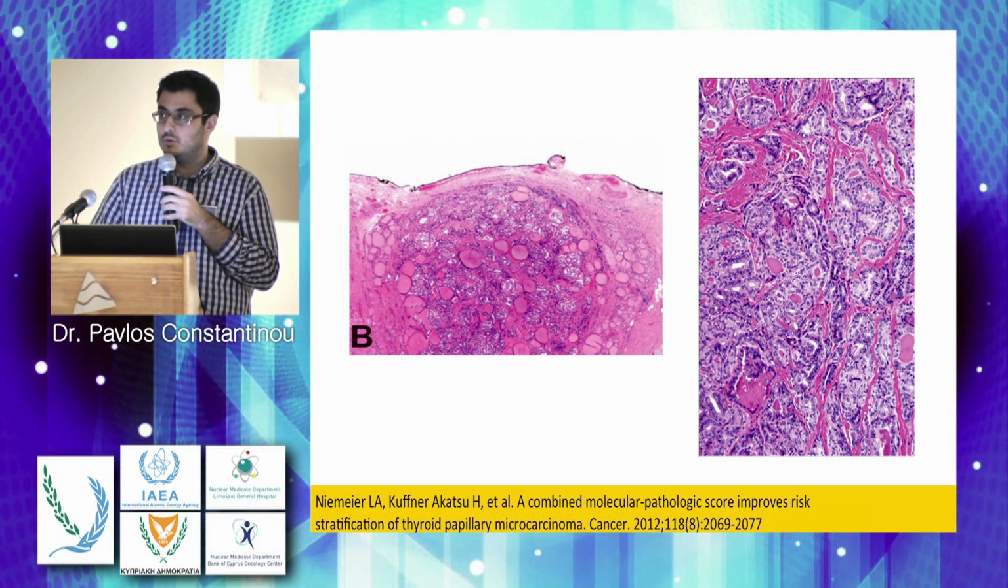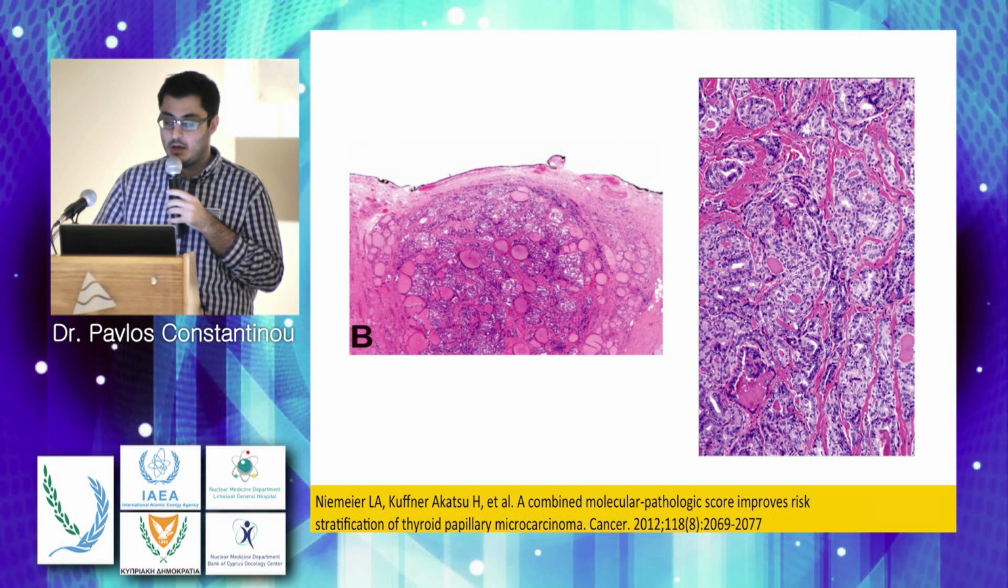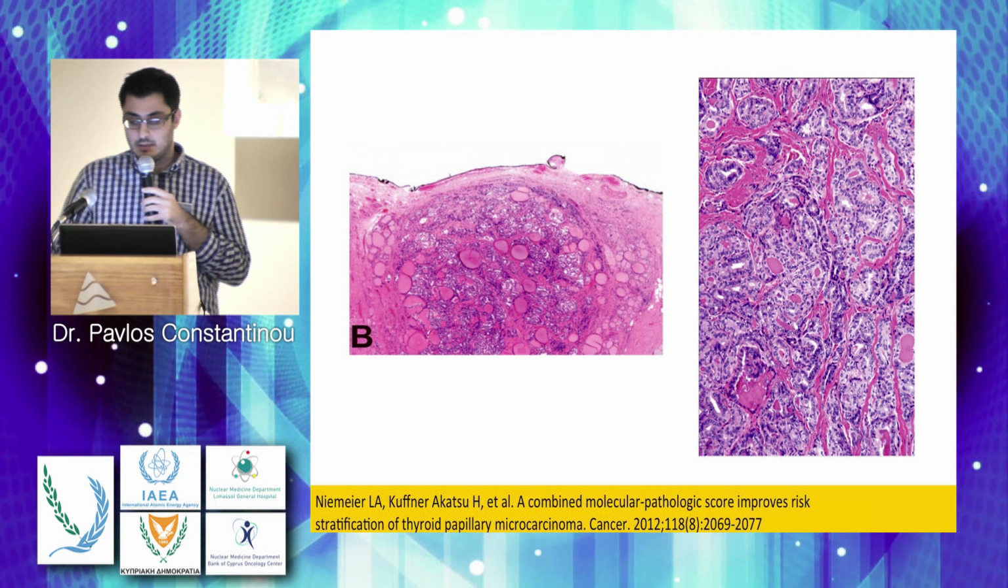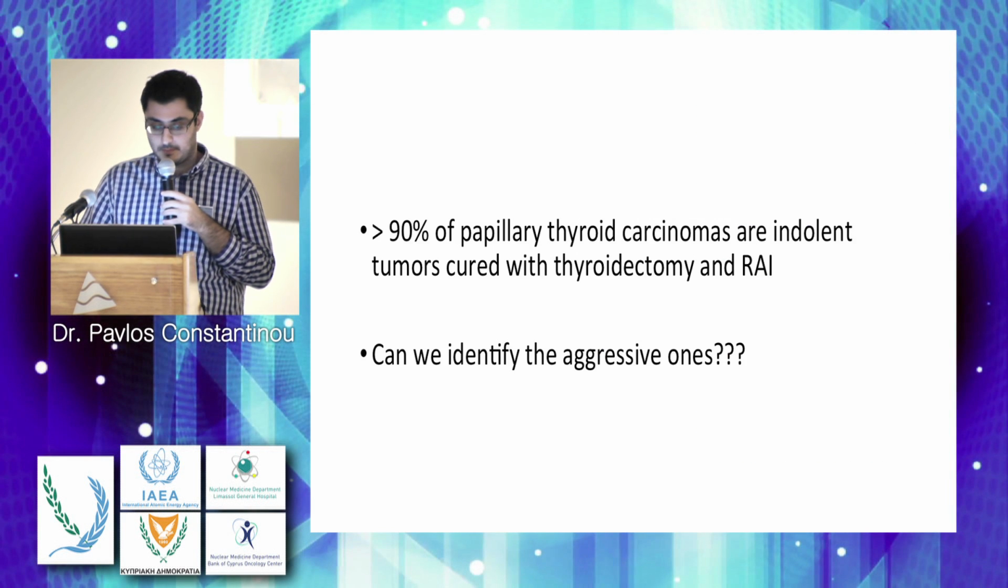Here we have 2 microphotos coming from this paper. In the first one, you can recognize the subcapsular location of the tumor. You can see that the outer surface is painted with black ink. And the second microphoto shows us the extensive intratumoral fibrosis.